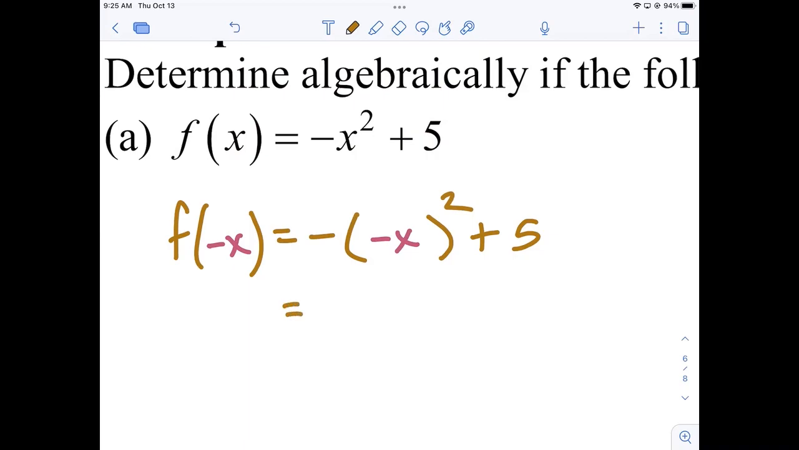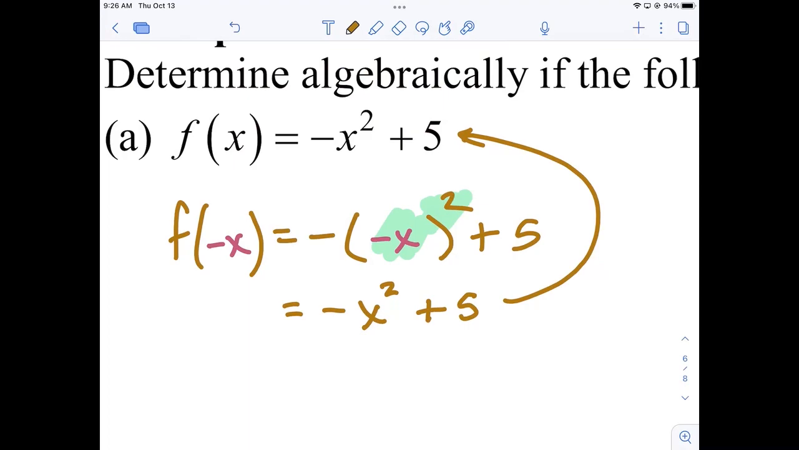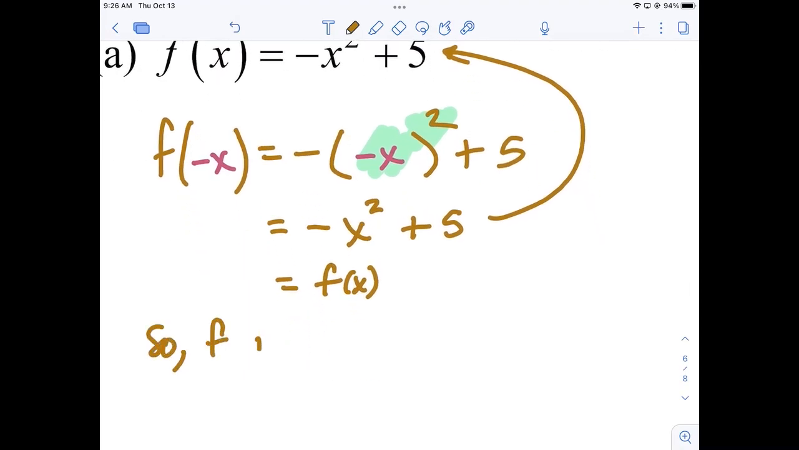All right, now if I simplify negative x squared, this part here we have to do first. That gives you positive x squared, right? And then positive x squared times the negative makes it negative x squared. And the plus 5 doesn't even have an x to replace. So he's like, hey, what y'all doing over there? Nothing, just come on down. Okay. Now, you compare that simplified to the original. Is it the same, opposite, or neither? It's the same. So we're going to put equals f of x. And then we're going to say, so f is what? Even, odd, or neither? Even.